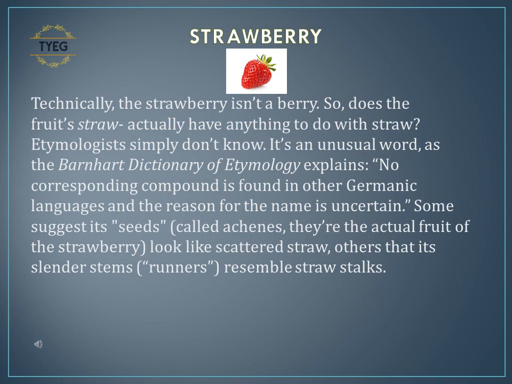Strawberry. Technically, the strawberry isn't a berry. So, does the fruit straw actually have anything to do with straw? Etymologists simply don't know. It's an unusual word, as the Barnhart Dictionary of Etymology explains. No corresponding compound is found in other Germanic languages and the reason for the name is uncertain. Some suggest its seeds, called achenes, the actual fruit of the strawberry, look like scattered straw. Others that its slender stems, runners, resemble straw stalks.